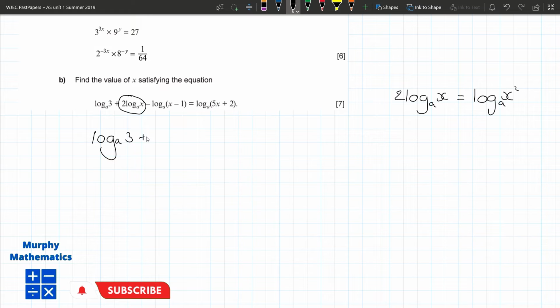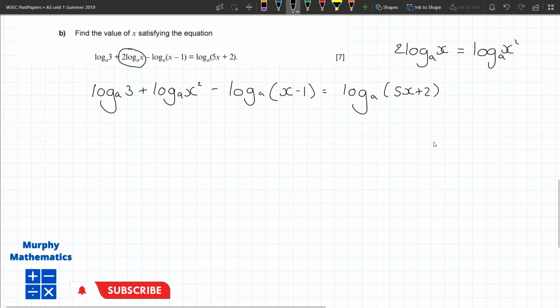Nice. So I've now got log a 3 plus log a x squared minus log a (x minus 1) equals log a (5x plus 2). So my game here is just to put it all into one log on the left hand side and one log on the right hand side. I'm going to do the same, like equating my indices, but we're just going to equate everything in the logarithms.